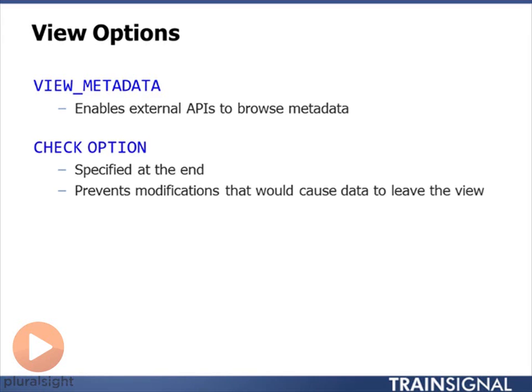And then finally, last but not least, is check option. Unlike all the other with options that we've got, check option is actually specified at the end. What it's going to do is prevent any modifications through a view from modifying the data in such a way that it would leave that view. In other words, if I created a view and I added on a where statement and I said where state equals New York, I would not be able to issue an update statement changing the state to any other value. That's what the with check option is going to do for us.